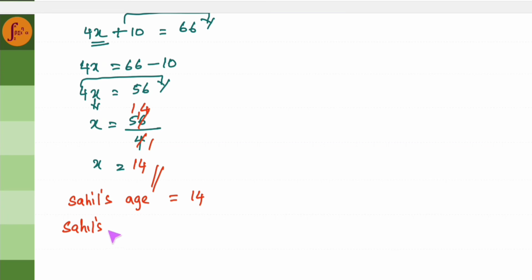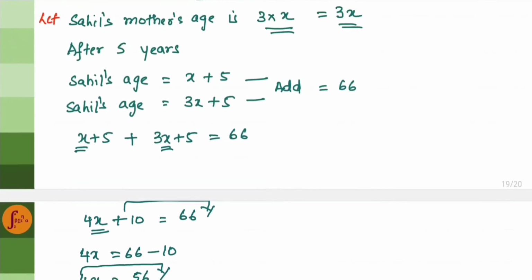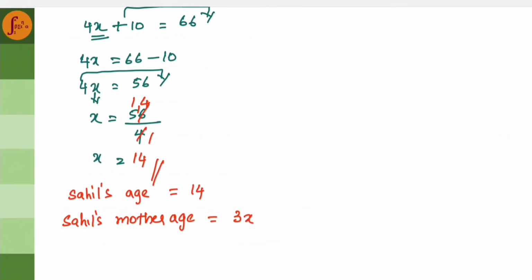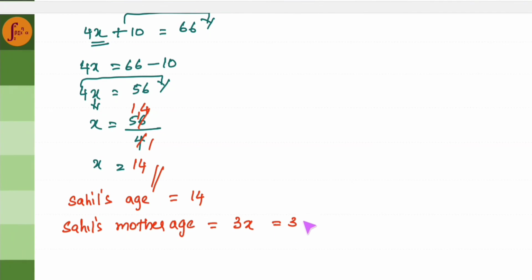Sahil's mother's age. We have to find both their ages, right? We have to find Sahil's age, and Sahil's mother's age is 3X. So it's going to be 3 into X, which is 14, which is 42. So Sahil's mother is 42 years and Sahil is 14 years. So this is the answer.